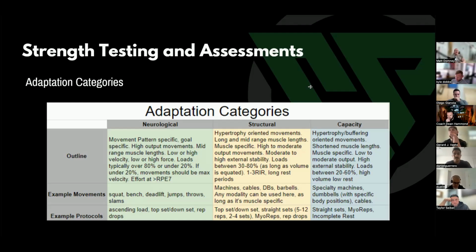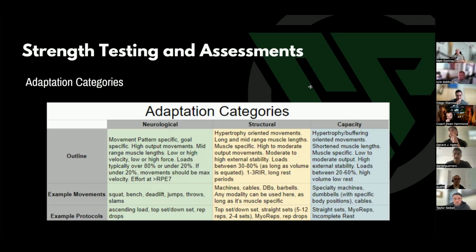So example movements, like I said, we've got squat, bench, deadlift, jump, throw, slams, cleans, jerks. Olympic lifts fit within this category as well. And some example easy protocols would be ascending load sets, top sets, down sets, rep drops, things like that. So anything where the load is going to be fairly heavy and you're going to be changing it afterwards, that's an easy way that we can fall within that neurological bucket.